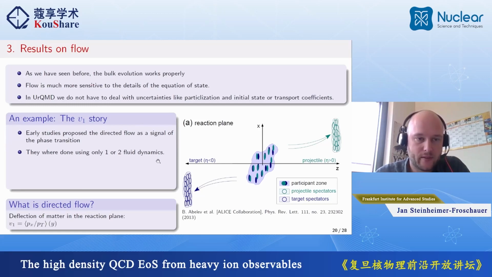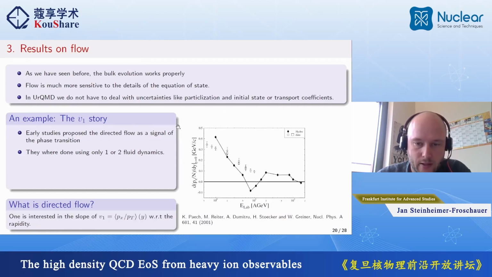So one example is the V1 story. You might have heard this, and you know that early studies proposed that the directed flow, which is basically this bounce off in the in-plane direction of your collision, should serve as a signal of a phase transition. And these were done using 1 or 2 fluid dynamics. And this is how V1 is determined. It's just the average Px over Pt as a function of the rapidity.